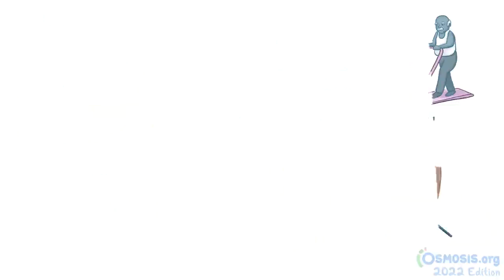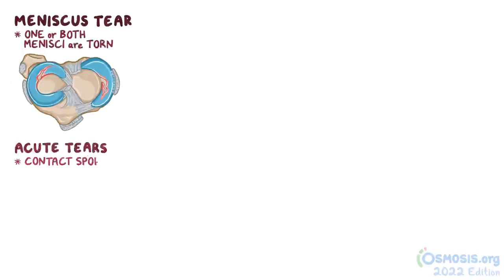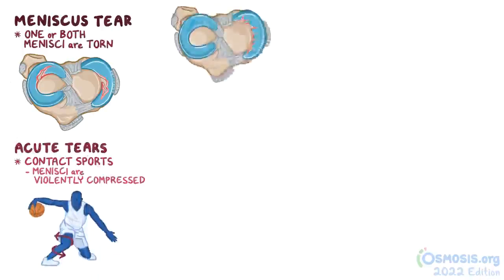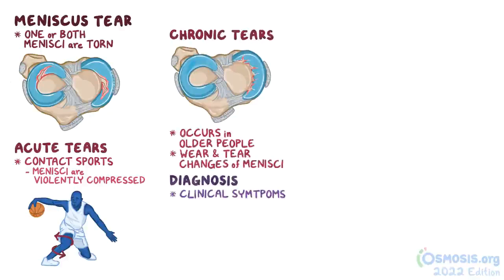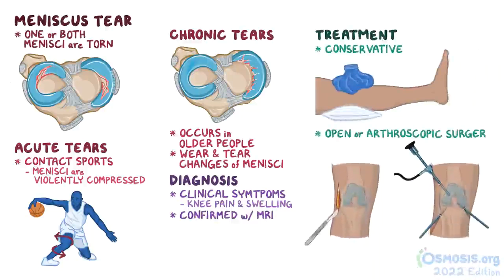Alright, as a quick recap, meniscus tear is when one or both of the menisci of the knee joint are torn. Acute tears usually occur in athletes during contact sports, when the menisci are violently compressed. On the other hand, chronic tears occur in older people and are due to wear and tear changes of the menisci. The diagnosis is mainly based on clinical symptoms, like knee pain and swelling, and can be confirmed by MRI. Treatment can be conservative, or by open or arthroscopic surgery.